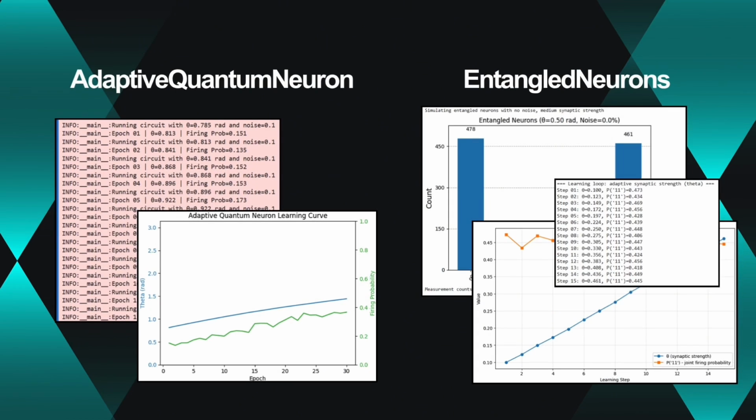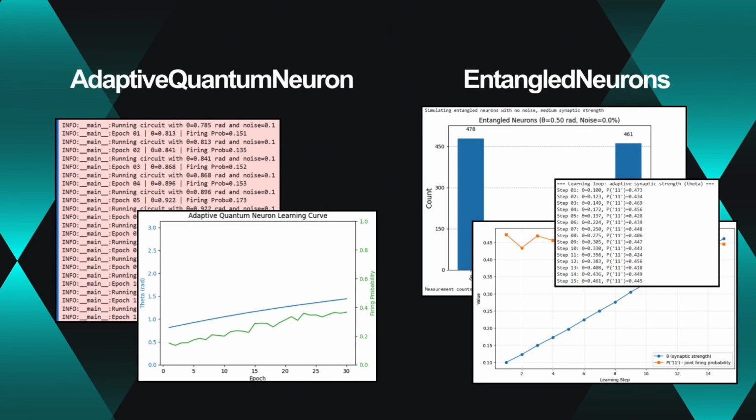For the first file, the adaptive quantum neuron, it essentially models a quantum neuron starting with an initial theta. The default is pi/4, which equals 0.785 radians. So for each epoch, the quantum circuit is simulated with optional amplitude damping noise at around 10% here, and the qubit is rotated by theta on the RY gate and then measured multiple times, where the shots equal 1000.